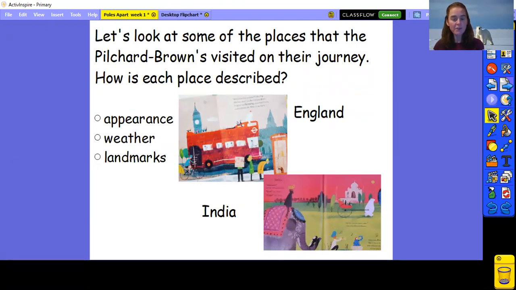So the author has used the word grey to describe the weather, grand to describe the buildings, charming to describe the atmosphere of the country. Let's have a look at India.